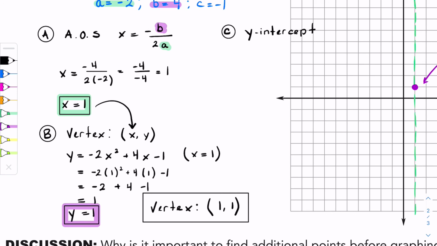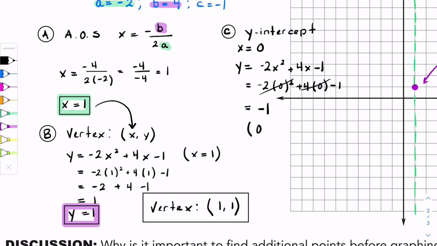To find the y-intercept, you substitute x equals 0 into the original equation, which is negative 2x squared plus 4x minus 1. When we substitute 0 into this, we have negative 2 times 0 squared plus 4 times 0 minus 1. This is equal to negative 1. So when the x-coordinate is 0, the y-coordinate is negative 1. This here is your y-intercept.